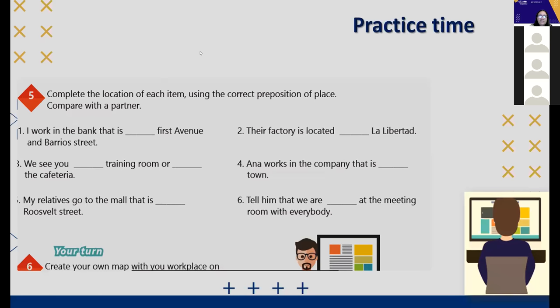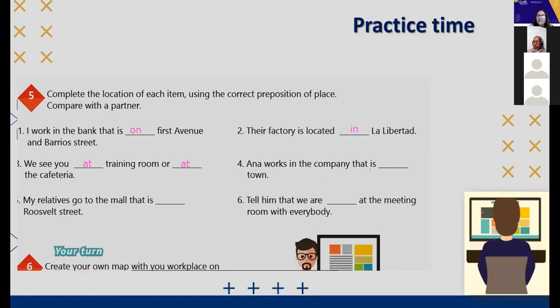¿Cómo nos quedó este exercise? Veamos. Okay, I work in the bank that is on First Avenue and Barrio Street. Their factory is located in La Libertad, because it's a city, right? We see you at training room or at cafeteria, at the cafeteria, right?